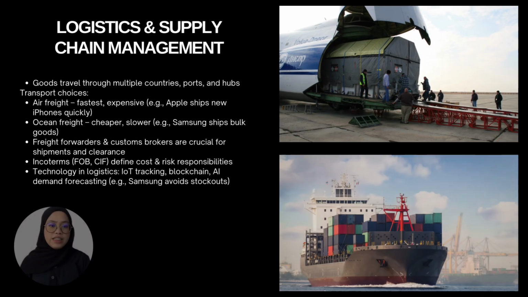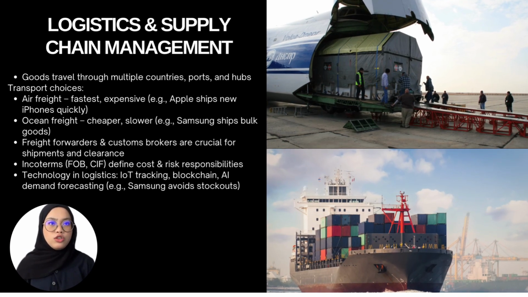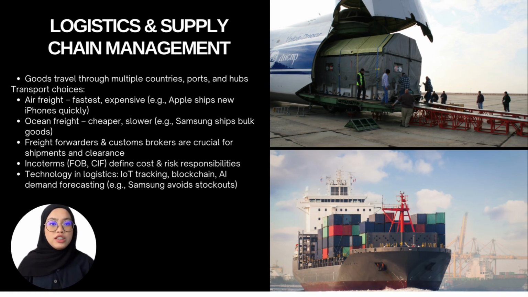So for logistics and supply chain management, efficient logistics is essential to deliver goods on time and in good condition. So companies choose transportation method based on cost and urgency. For example, company Apple uses air freight to quickly deliver their new iPhone, while Samsung ships large goods by sea to save costs. Freight forwarders and customs brokers help with clearance and documentation.